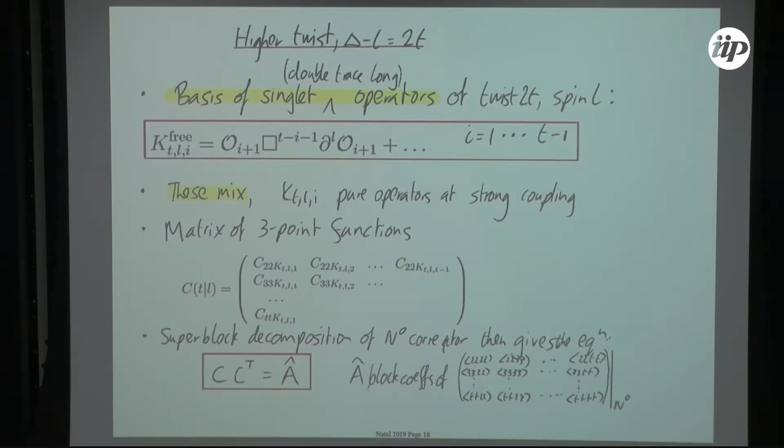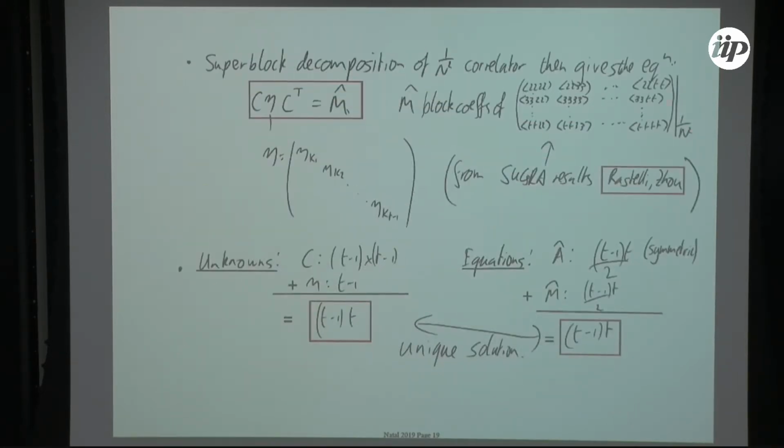Then you do the same thing at 1 over n squared, tree level, using, of course, a key input for us, these results of Zenon and Rastelli. So they enable us to have all of these results here, and we could therefore extract this data. So then we have M hat as well. And you see that, again, we have the same number of unknowns as equations. So on this side, we have the matrix of 3-point functions plus eta, a total of t minus 1 t unknowns. And the inputs are the equations, which are symmetric, but there's 2 of them, and you again get t minus 1 t. So you can solve it.